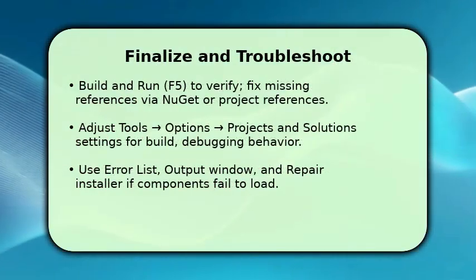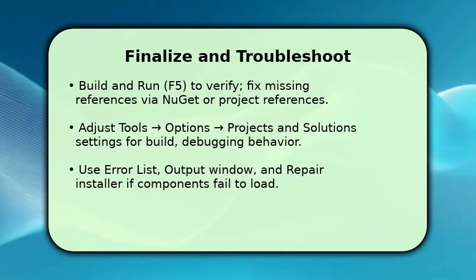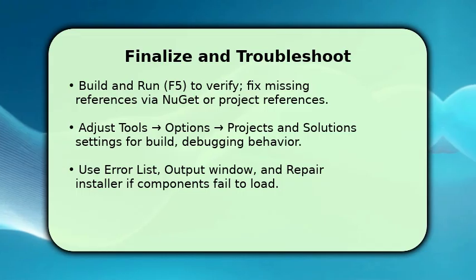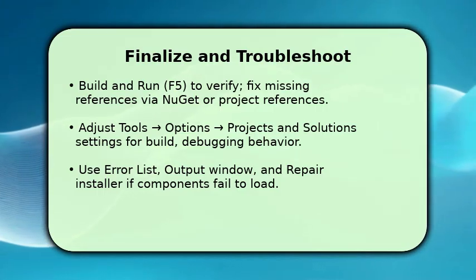To finish, build and run your project with F5 to confirm everything works. If you see missing references or incompatible frameworks, use NuGet Package Manager or add the correct project references and retarget the framework. Make sure Tools > Options settings match your preferred build and debug behavior. Update SDK paths if needed.